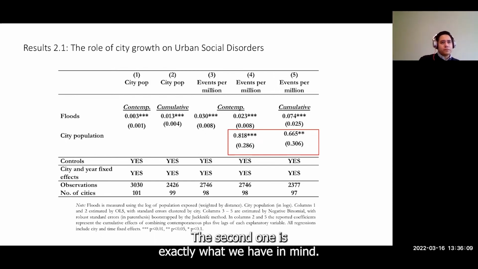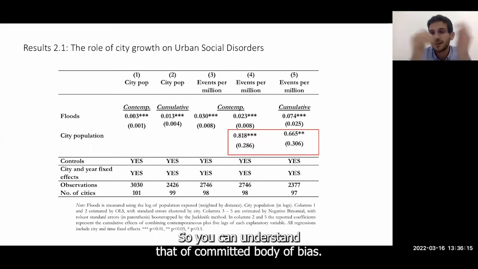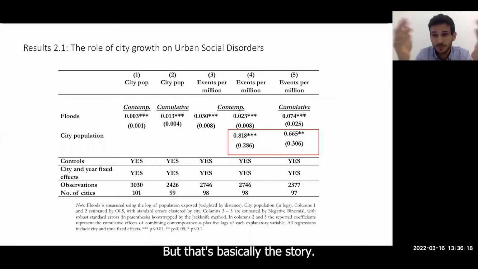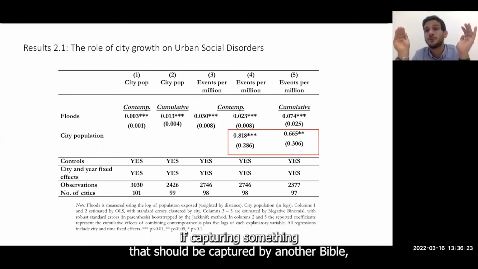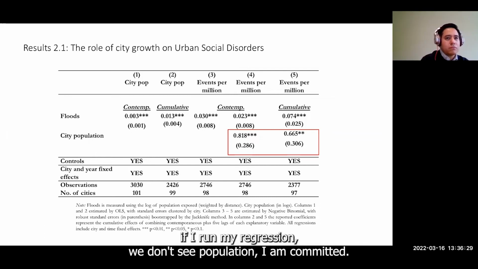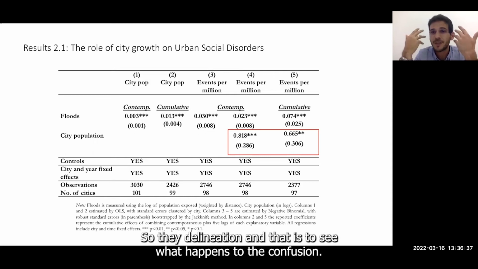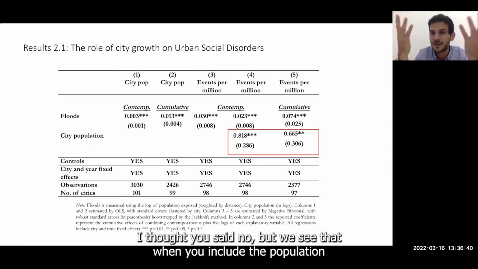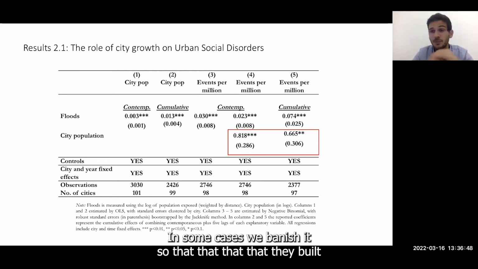The second one is exactly what we have in mind. So it's exactly what you said. You can understand it as omitted variable bias, but that's basically the story. Omitted variable means that your coefficient is capturing something that should be captured by another variable. So that's the philosophy of the mediation analysis, to say, if I run my regression without city population, I am omitting a relevant variable that I have to include. When I include it, the idea of the mediation analysis is to see what happens to the coefficients. What we see is that when you include city population, that omitted variable, the coefficient of floods goes down a lot. In some cases, it vanishes.